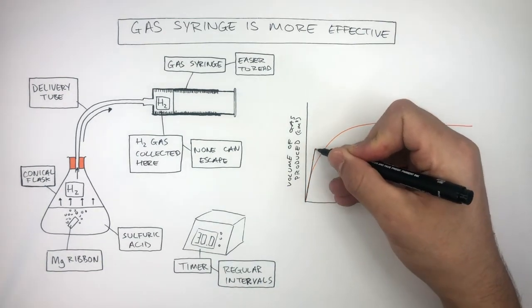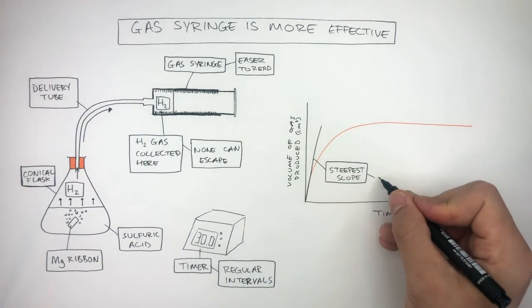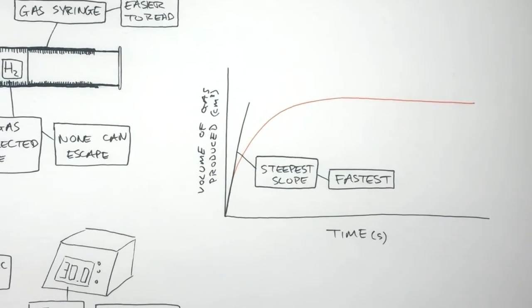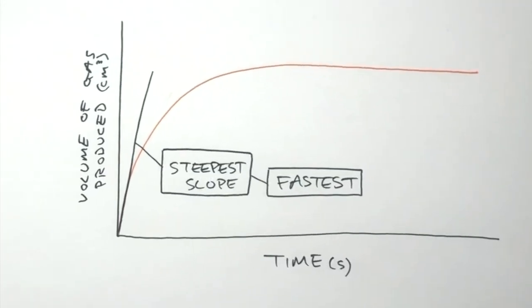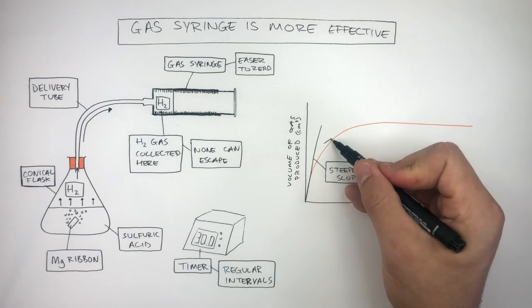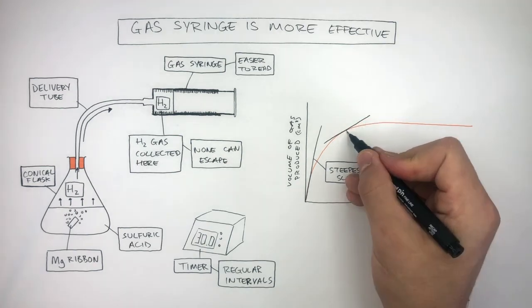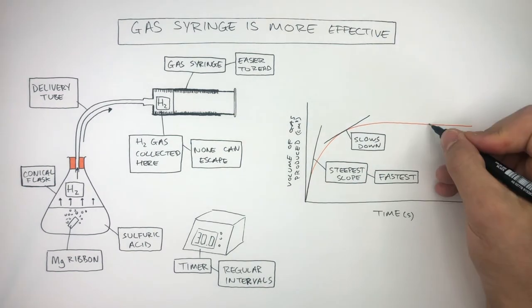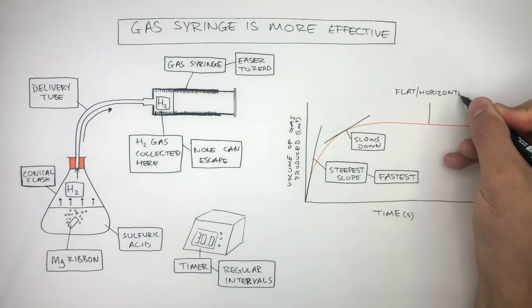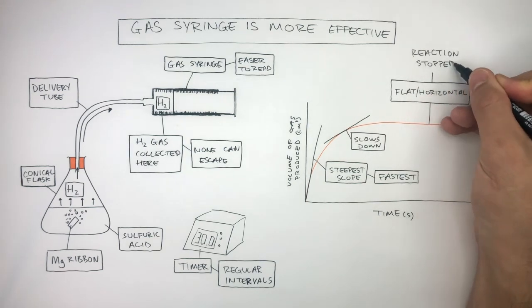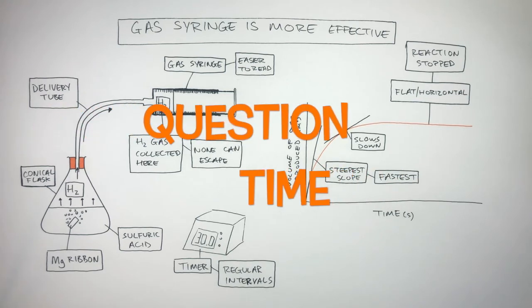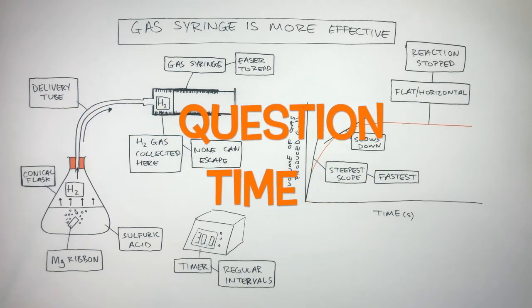This tangent shows how the steepest slope has the fastest rate of reaction. The fastest rate of reaction is always at the beginning of the chemical reaction. This tangent in the middle of the reaction shows how the tangent is not as steep, which shows the reaction has slowed down. Where the slope is flat or horizontal, this means the reaction has stopped as no more gas is being produced. It's question time. Attempt these questions to check your understanding.